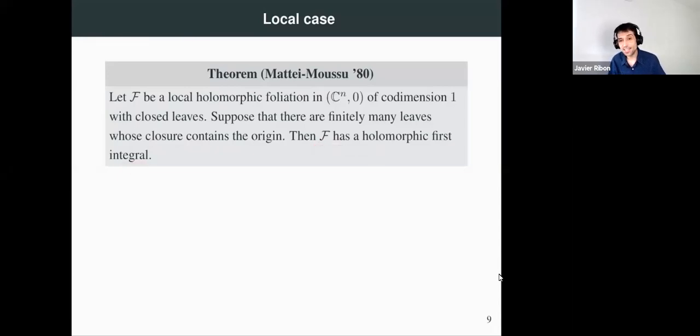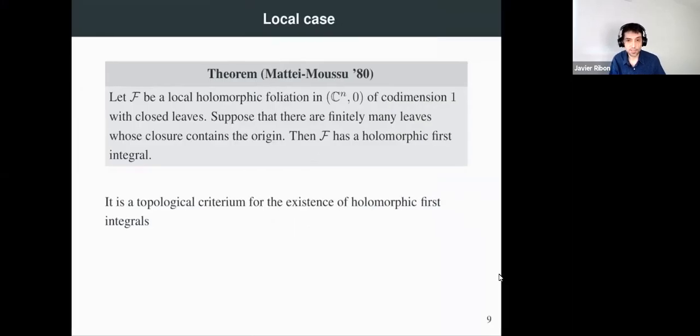The Suzuki case, of course, does not satisfy this hypothesis because in the Suzuki case, there are infinitely many leaves whose closure contains the origin. Indeed, every leaf satisfies that its closure contains the origin. But if that set of leaves is finite, then F has a holomorphic first integral, okay?